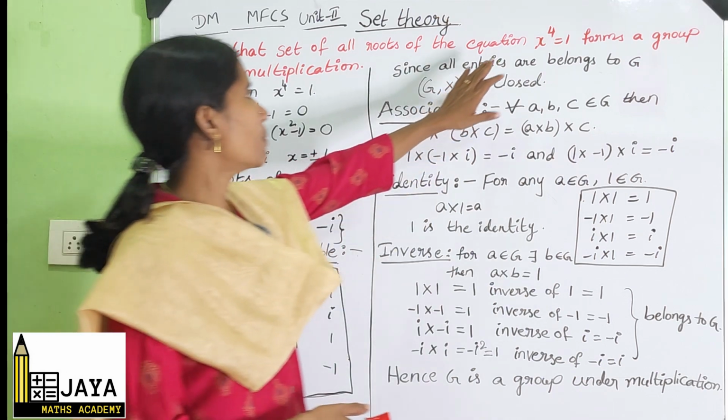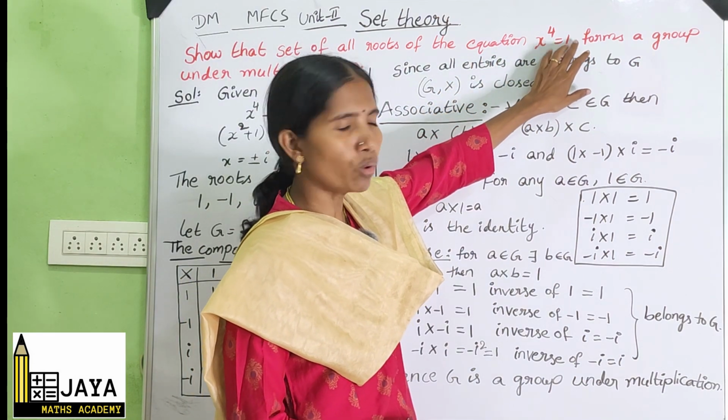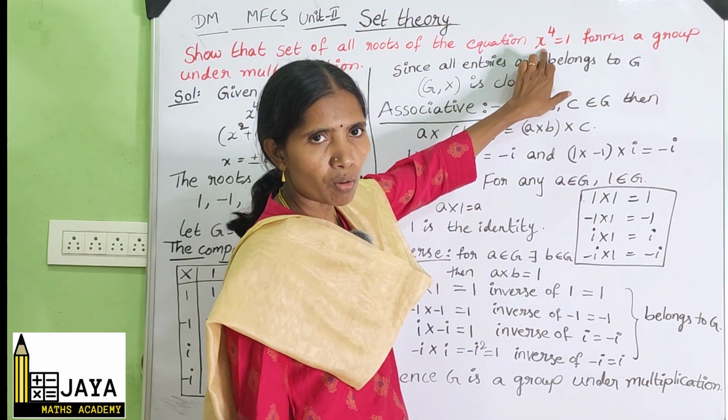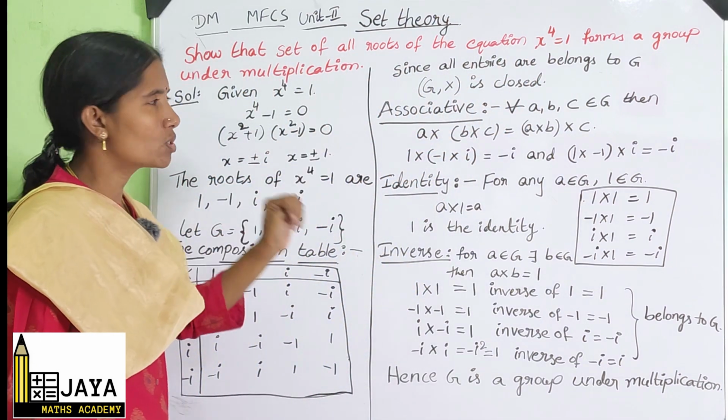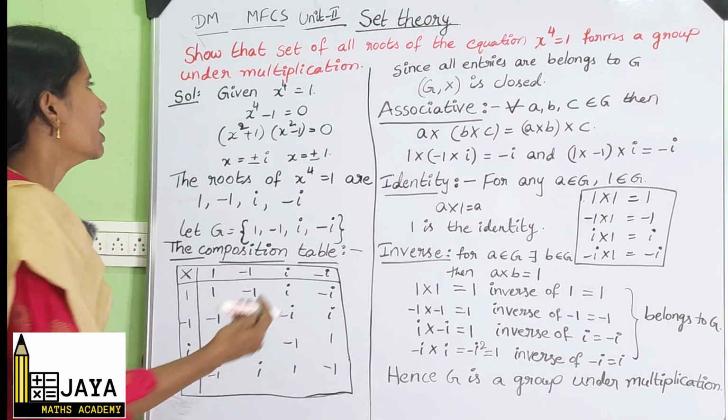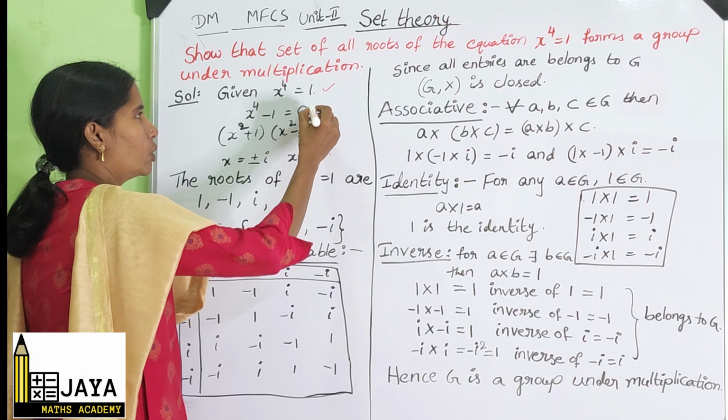Here x power 4 is equal to 1 has 4 roots. Why? Because it is a fourth order polynomial, so it has 4 roots. So what is the set of roots? x power 4 is equal to 1. Find the roots for this.